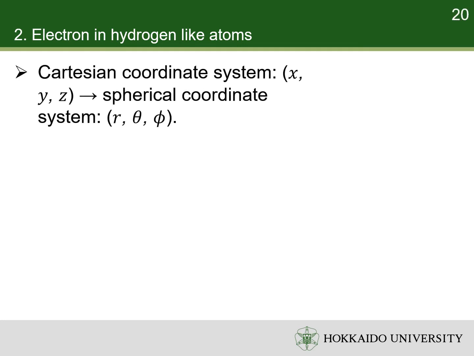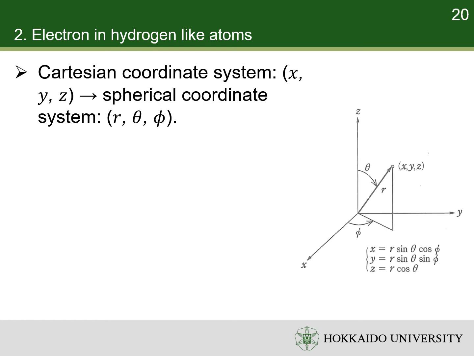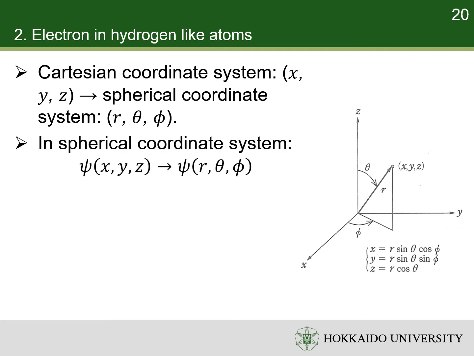We know that, in Cartesian coordinate system, the coordinates are x, y and z. In spherical coordinate system, the coordinates are r, theta and phi. The relationship between x, y, z, and r, theta, phi is shown in the figure below. In spherical coordinate system, the wave function is a function of r, theta and phi.